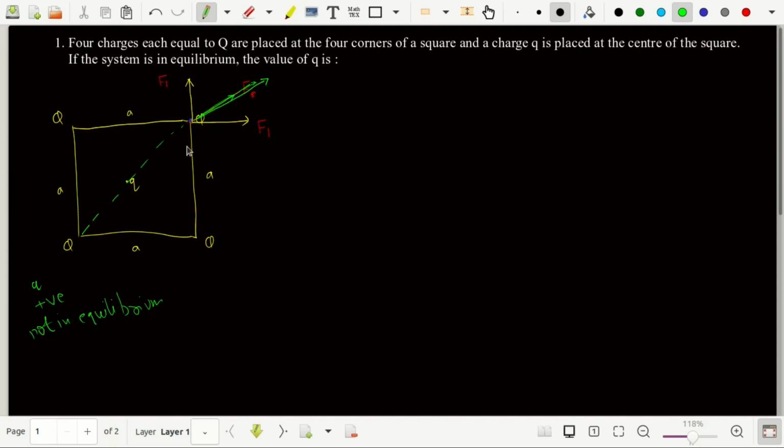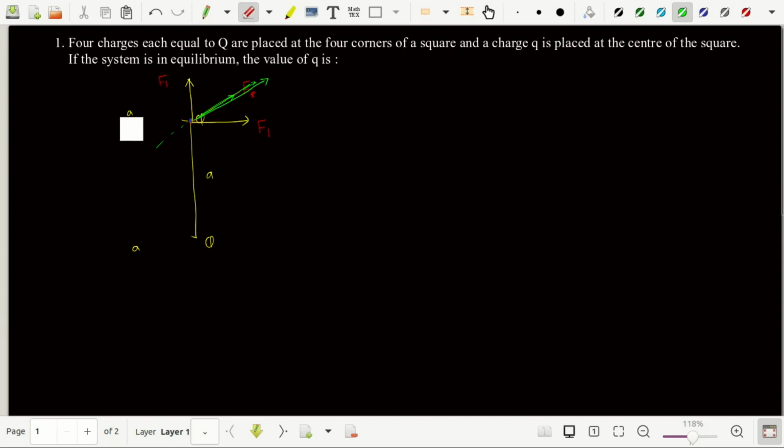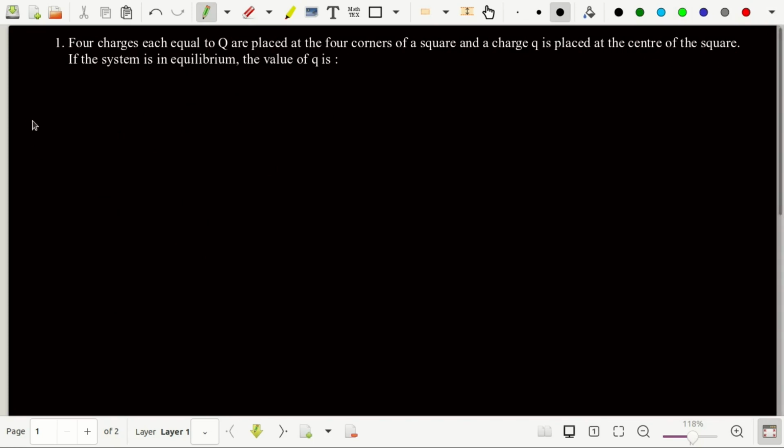So let's go the other way around. Let me draw the sketch again, let me redraw it. Since we came to know that it is not going to be a positive charge because it is pushing it away, let me redraw my diagram again.